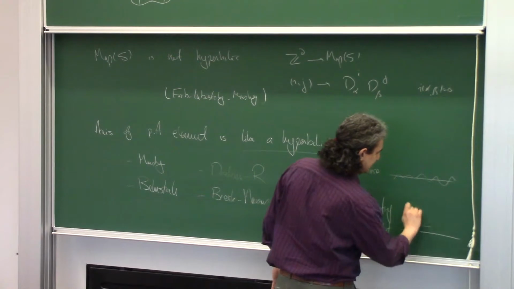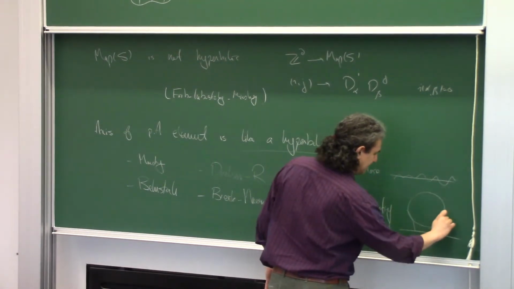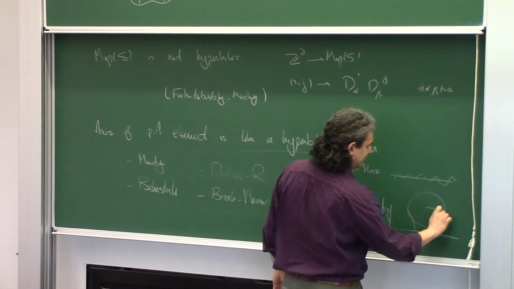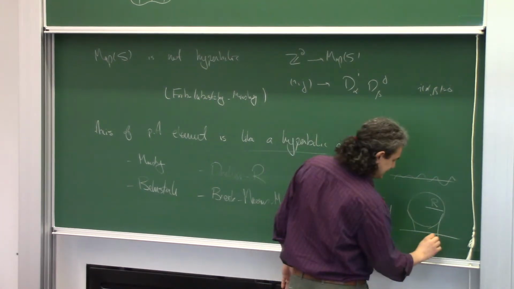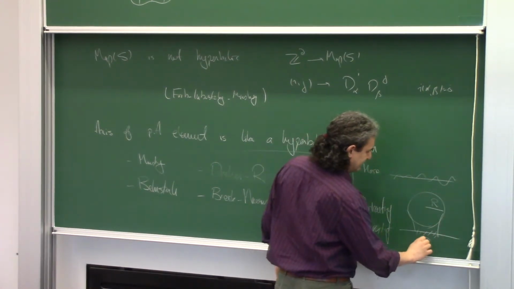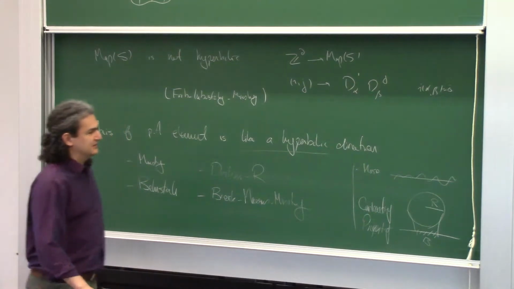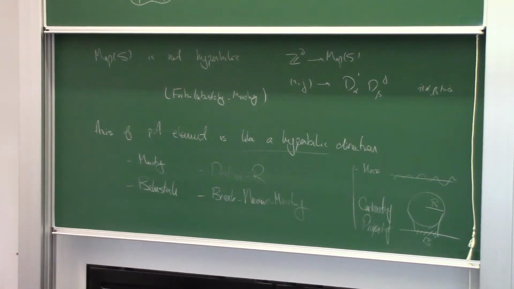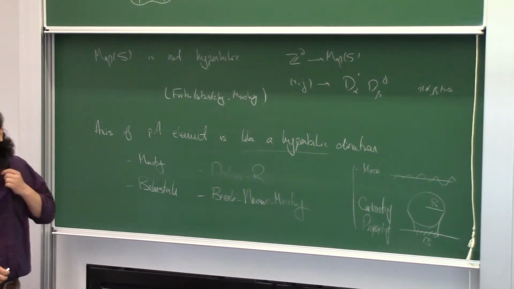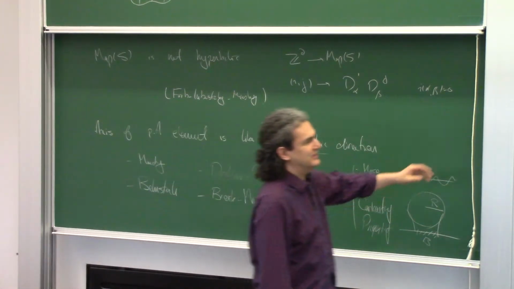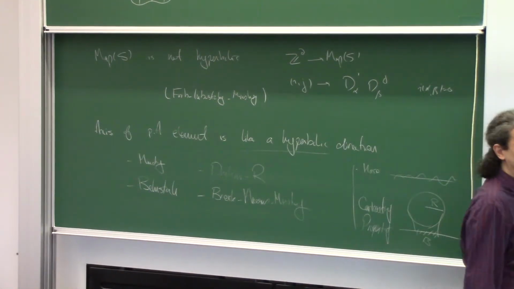So this means that if I pick a large ball and I project it down here, however large the ball is, the projection is bounded. So this is true in H2. That's why you say this is like a hyperbolic space, because the geodesics in H2 have this property.